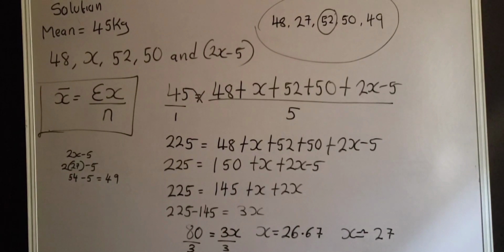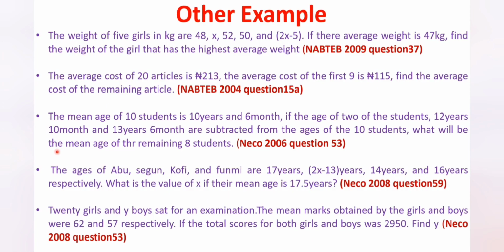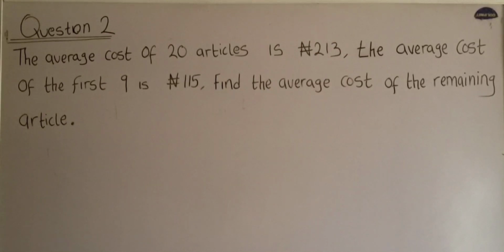Now let us proceed to question number 2. Question 2. The average cost of 20 articles is 213 naira. The average cost of the first 9 is 115 naira. Find the average cost of the remaining articles. To solve this question, we first need to determine the total sum of all the articles. Are you getting it?